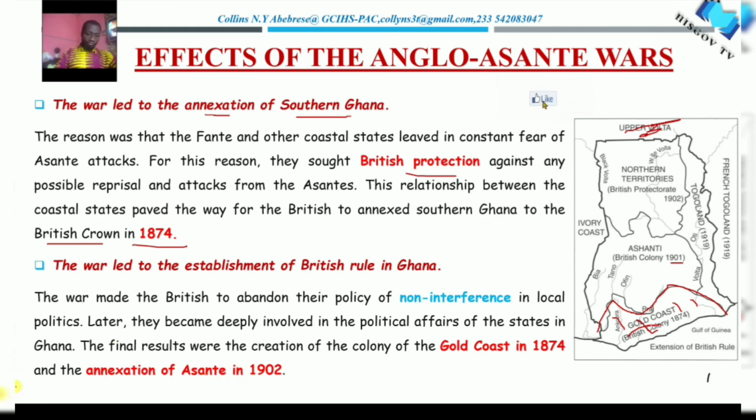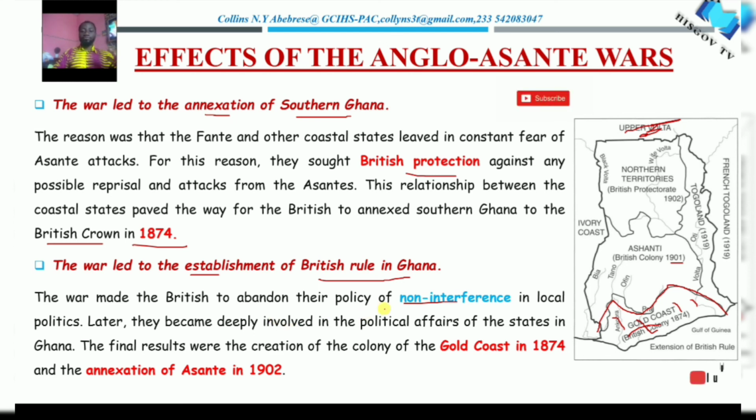So let's look at more. The next point is that the war also led to the establishment of British rule in Ghana. If these areas have been annexed, then it paved the way for the British to establish their rule. So they abandoned the policy of non-interference in local politics. Remember when George Maclean came, he was asked not to interfere after 1826, after the Dodowa War in 1826. The British became fed up, and the British Parliament recommended that they withdraw from the Gold Coast. But because of Maclean, who came to do one or two things, the British had to come back again and interfere.